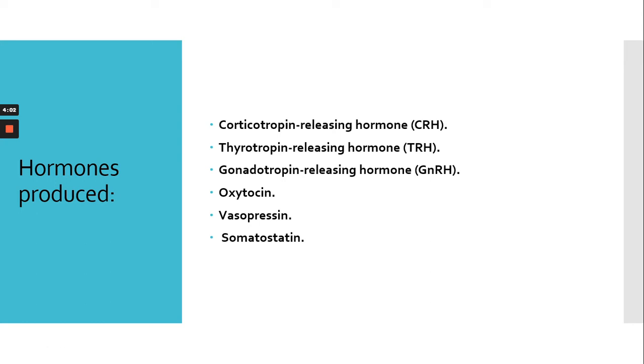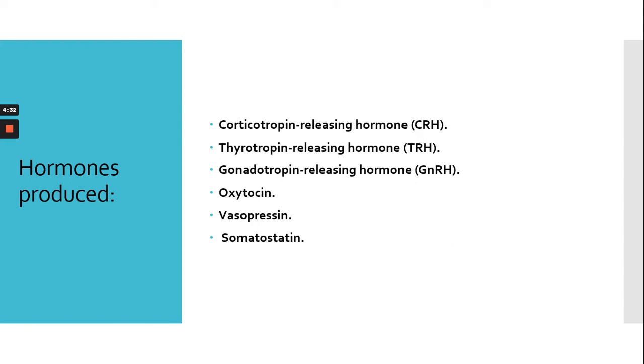Okay, so these are the hormones produced by the hypothalamus. The first one is corticotropin releasing hormone. This is involved in the body's response to physical and emotional stress, and it signals the pituitary gland to produce a hormone called ACTH, adrenocorticotropic hormone, which further stimulates the production of cortisol, which is an important stress hormone. So this is the function of CRH, released from hypothalamus.